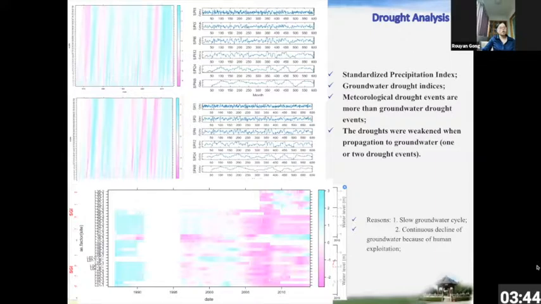However, the propagation speed of drought is variable rather than uniform, because groundwater drought propagation is affected by many influencing factors, such as groundwater recharge and discharge, and human activities. When drought appears, a continuous decline of groundwater will occur. Next, please.